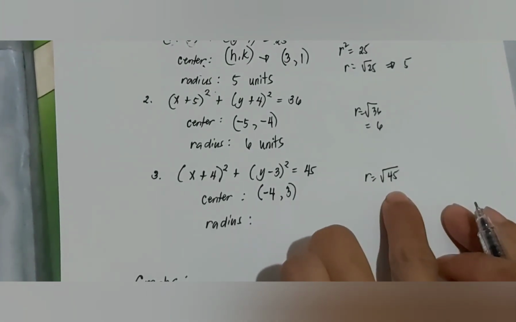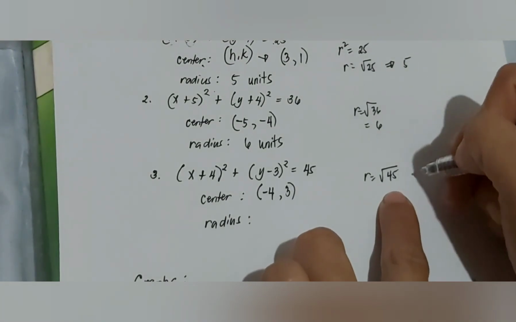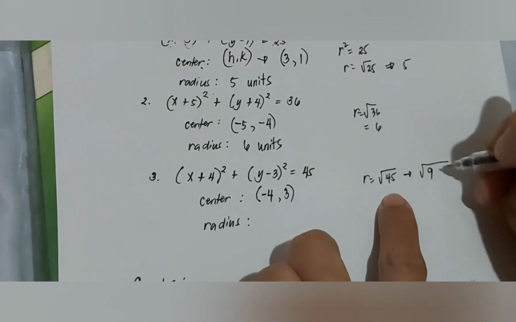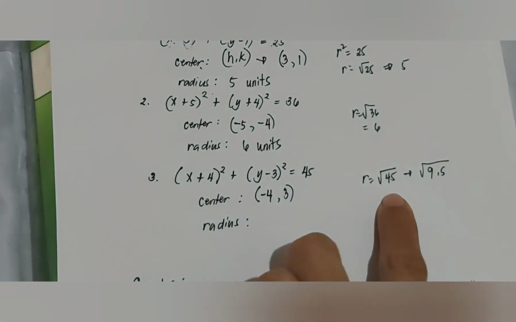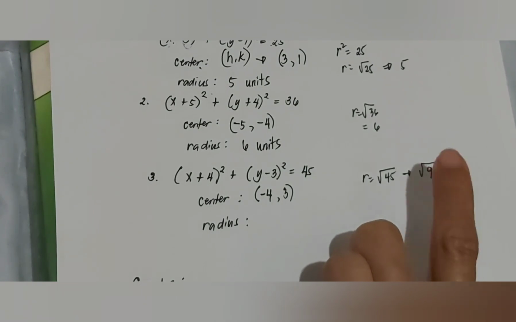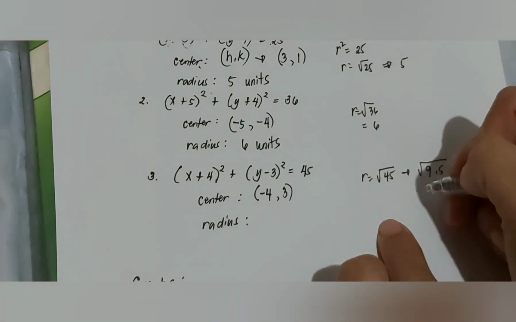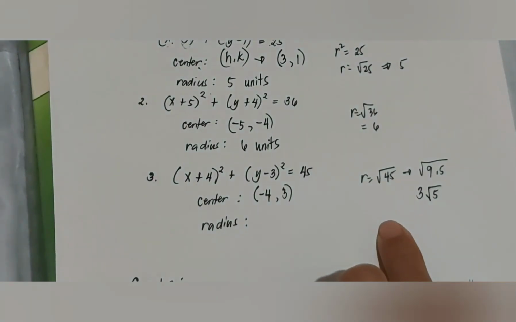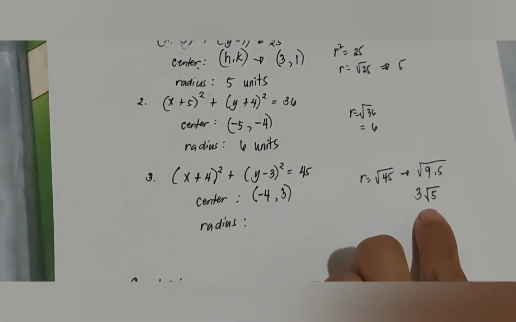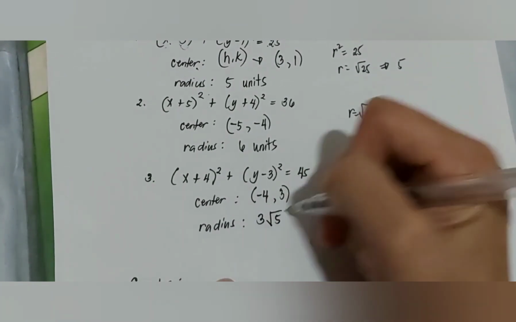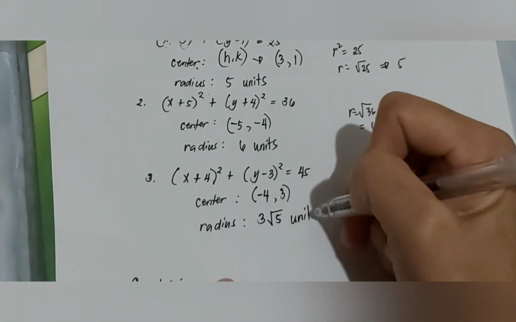There's no square root for 45, but 45 has a factor which is perfect square. That's 9 and 5. 9 times 5 is 45, and 9 is perfect square. The square root of 9 is 3. So, extract natin siya. May iwan ang 5 sa loob ng radical. So, the answer here is 3 square root of 5. So, yan ang ating radius. 3 square root of 5 units.